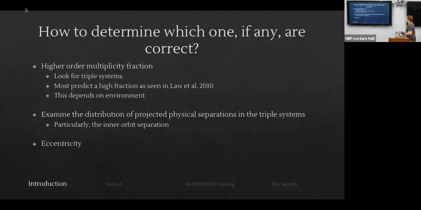And then examining the distribution of projected physical separations of triple systems, particularly that inner orbit. If we look at a whole bunch of these triple systems and we see that the inner orbit is closer than what we would normally expect, for an M dwarf, for example, the common separation there is about 10 AU.